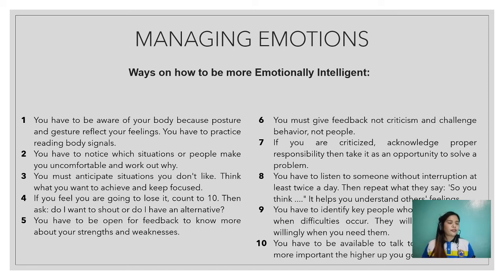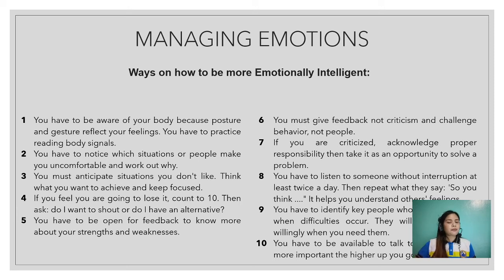Fifth, you have to be open for feedback. You have to accept criticism so that you will know your strengths and weaknesses. Sixth, you must give feedback, not criticism, and challenge behavior, not people. Seventh, if you are criticized, acknowledge proper responsibility, then take it as an opportunity to solve a problem. And number eight, you have to listen to someone without interruption. Let them speak, at least twice a day. Then repeat what they say. It is like you are trying to understand what they are saying. It helps you understand others' feelings.